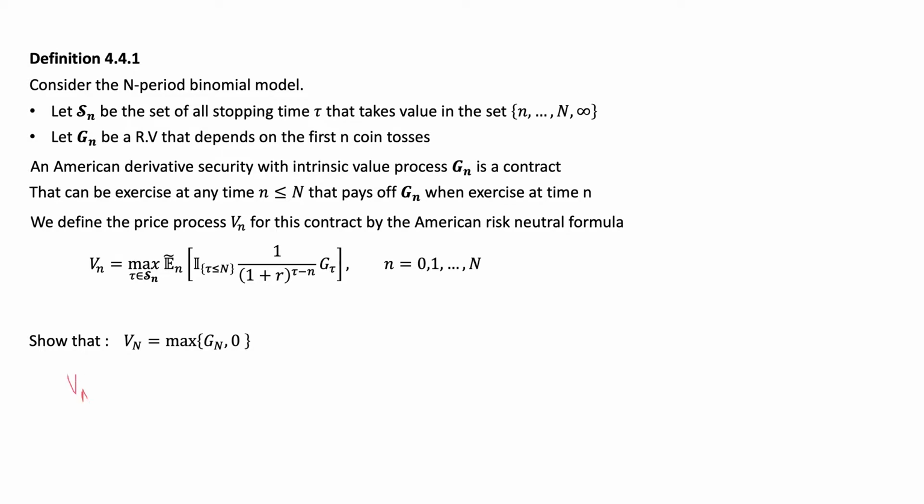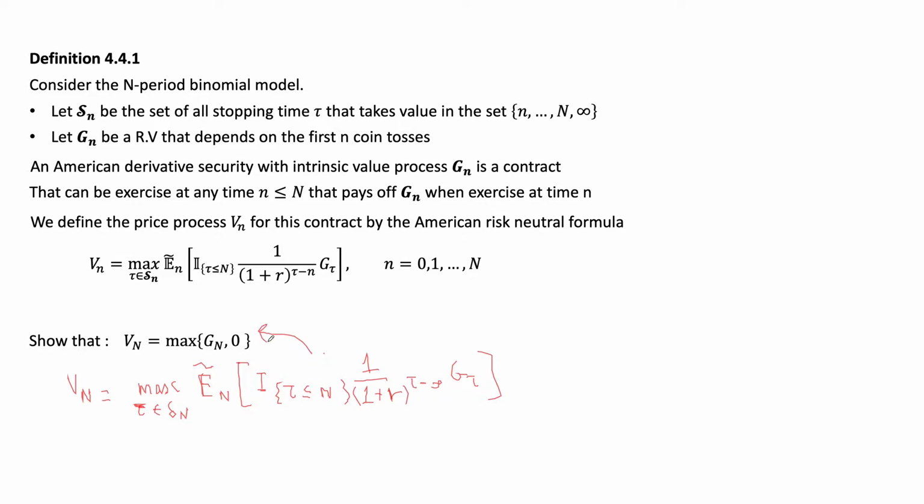So if you say V capital N, that just means we want to maximize, given an exercise option tau, which is delta S capital N, the expected value as written at time n in the real natural world of the indicator of tau less than or equal to n, and then we discount R to the tau minus n, times g tau. Okay, so how can we go from this to show that this is actually nothing but this?